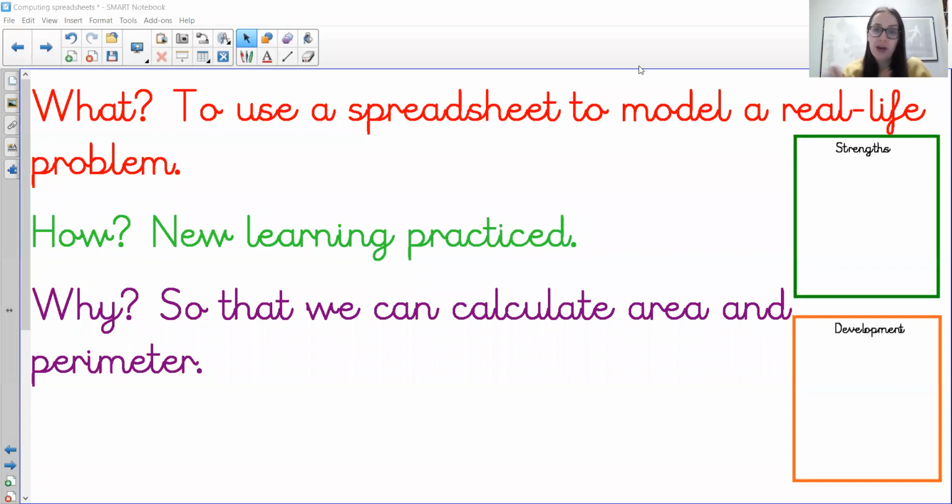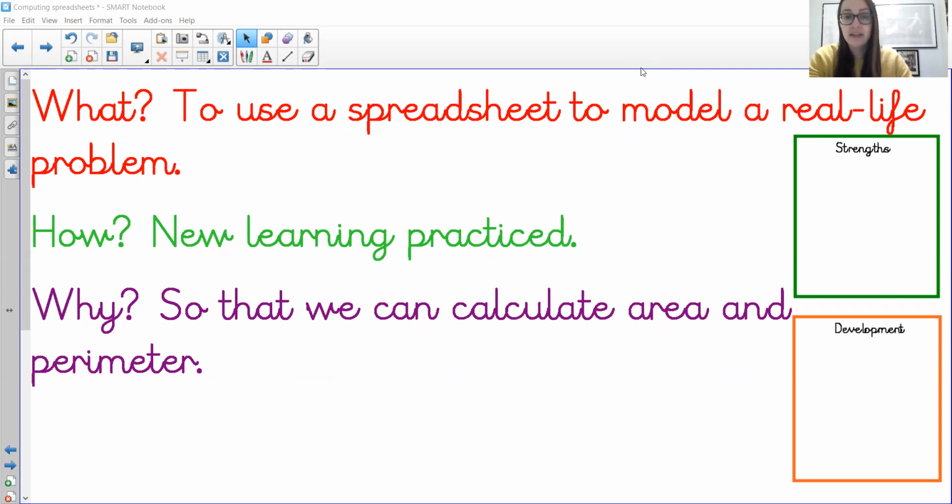Okay, so what we are going to do today is use a spreadsheet to model a real life problem. We're going to do it by practicing our new learning that we started last week, so that we can calculate the area and perimeter. This even matches up with the maths work that we have been doing previously. Hopefully you already know what area is. What's area? The space inside a 2D shape. Hopefully you know what perimeter is, the length of the outside of a 2D shape. So today, rather than doing it in our heads, we're going to get a spreadsheet to calculate it for us.